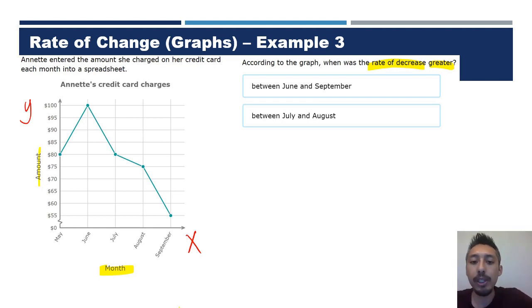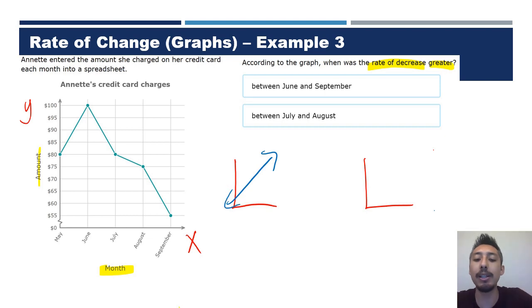When we're talking about rate of change, we could either have positive rate of change or negative rate of change. So a positive rate of change looks something like this. It's when the line or the graph is going from left to right in the positive direction. On the other hand, you might have something like this, where it looks like the line is going down from left to right. And when you have that, we consider that to be a negative rate of change, or in this case, a decrease. For this problem, we're finding when was the rate of decrease bigger? So which one was going down more?